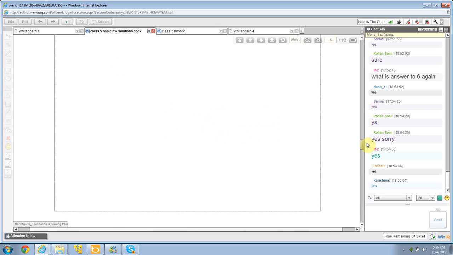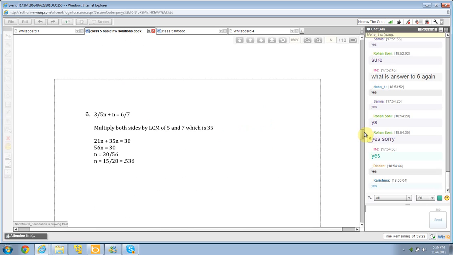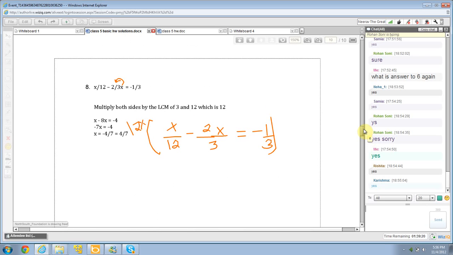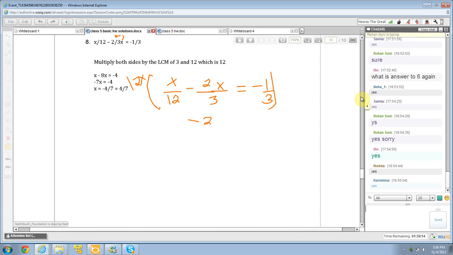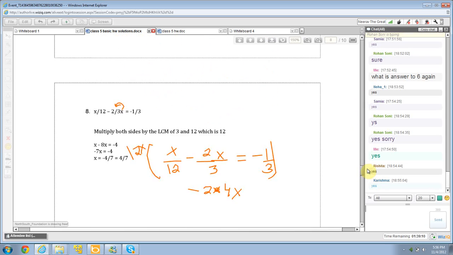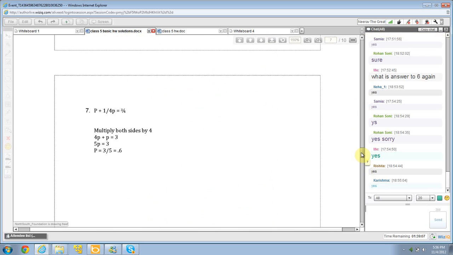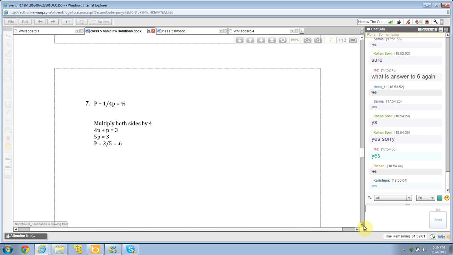Okay, so you multiply the whole thing by 12. So what do you get? Well, you get x minus 8x, because 3 goes into 12 4 times, so it becomes minus 2 times 4x. That becomes negative 8x, and it's equal to negative 4, because 3 goes into 12 4 times, and you have to remember the negative.